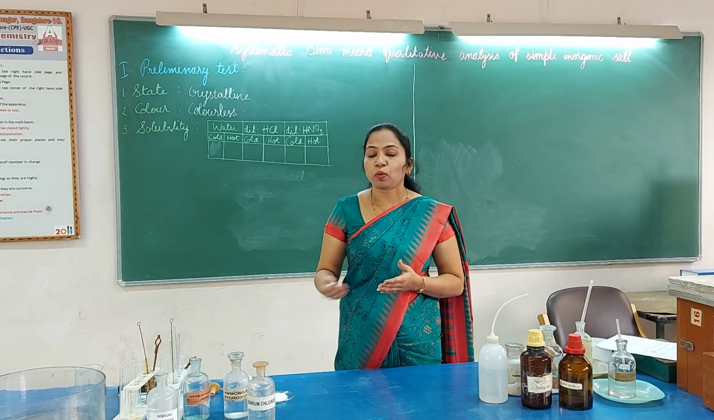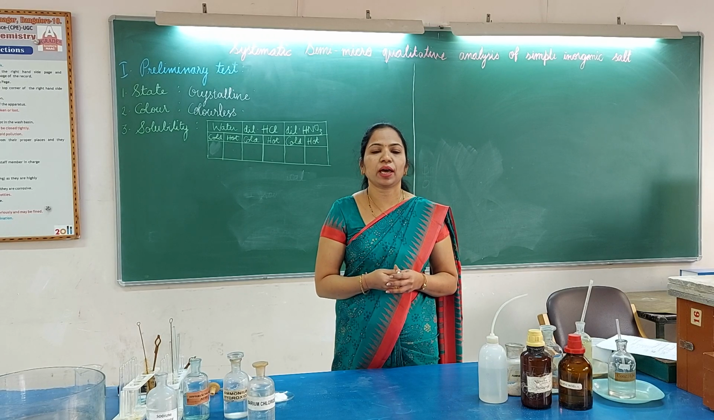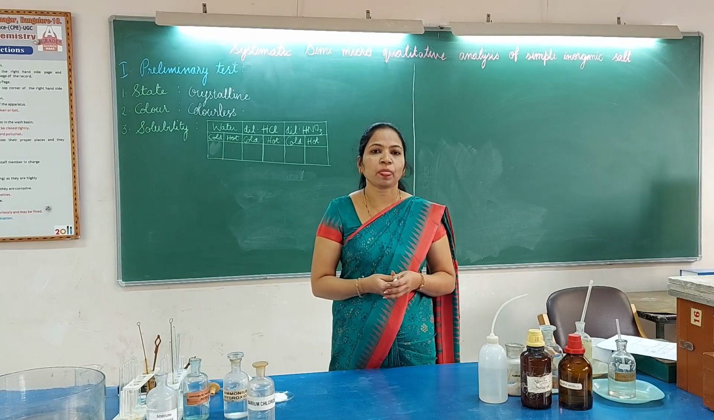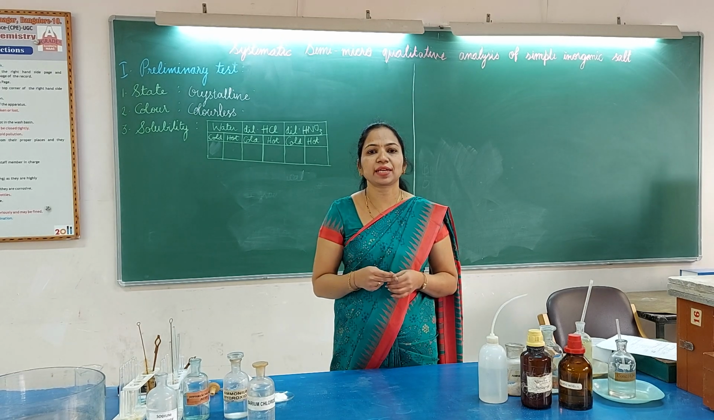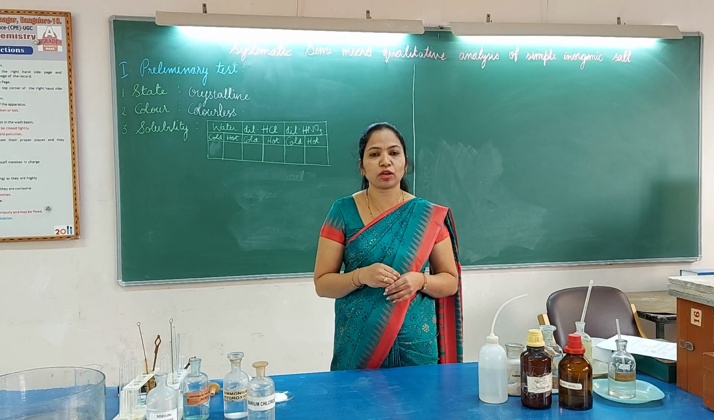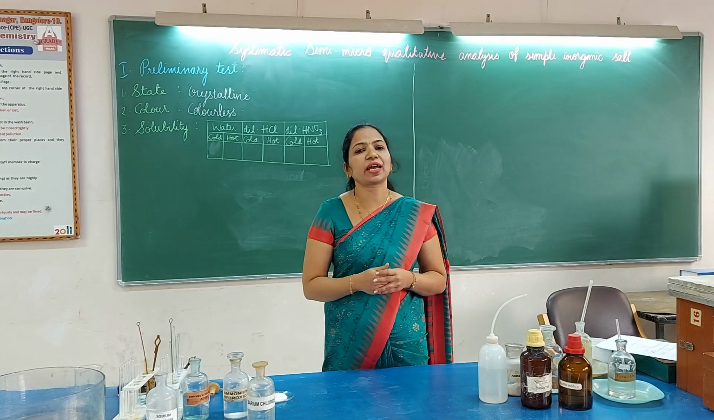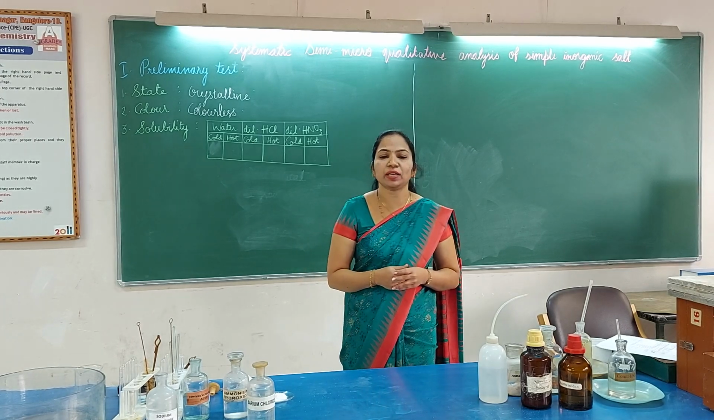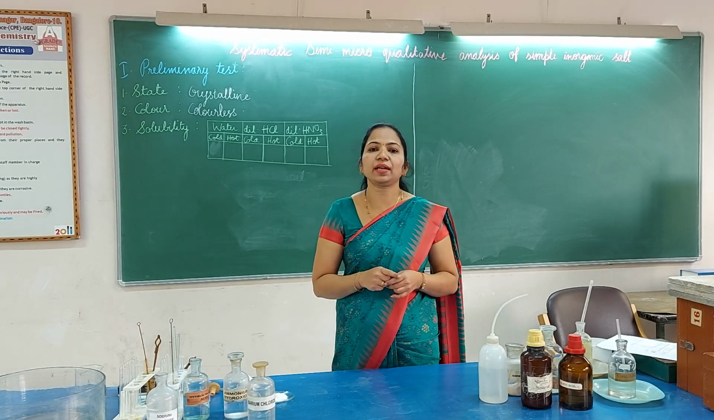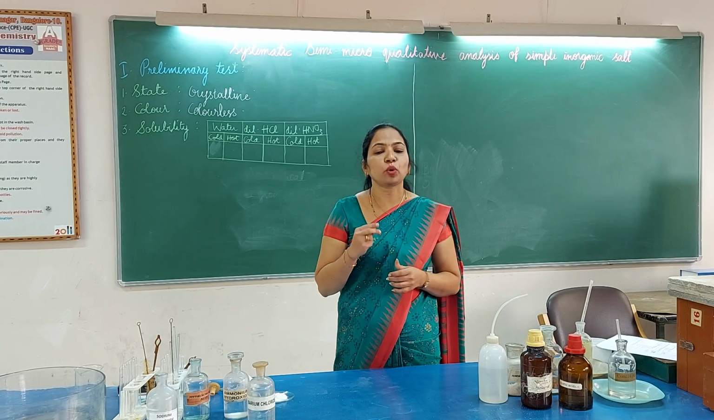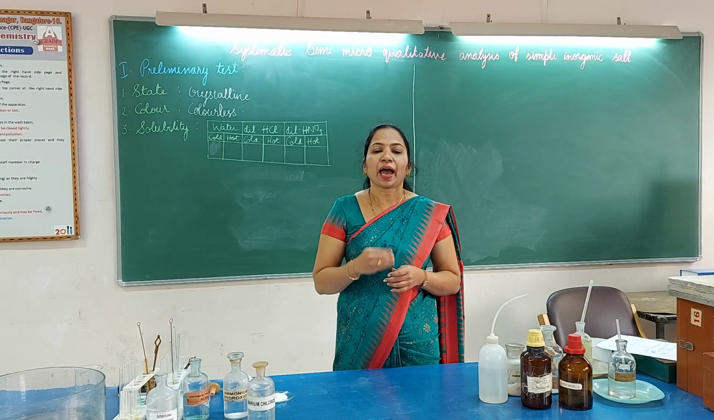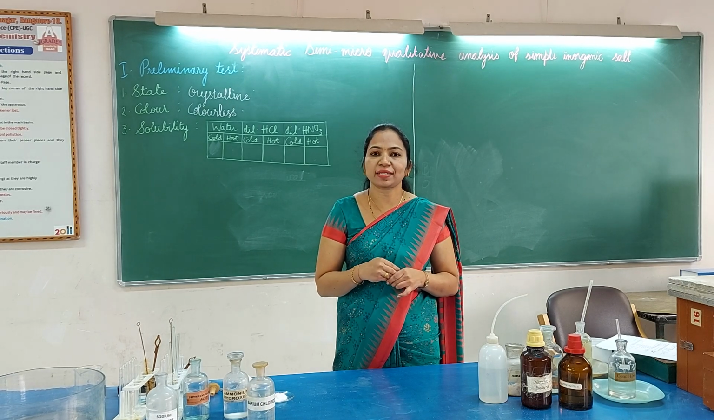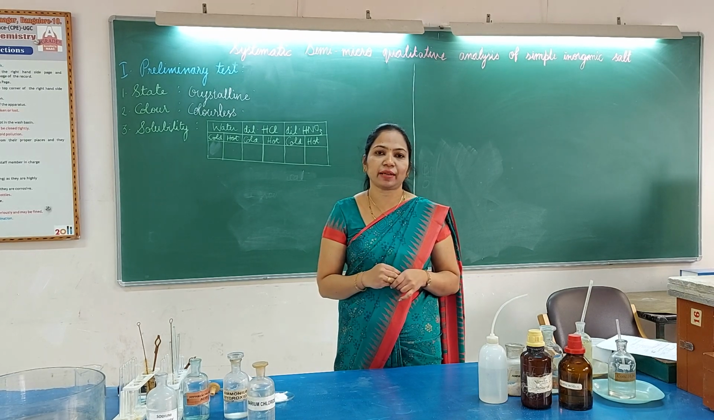Now what we are going to do in this practical is take a simple salt and detect which acid is present in the salt and which base is present in the salt. As I have already mentioned, I have taken a simple salt, that means you have only one acid and one base. So you have to detect it systematically, that is order wise, and find out which is the acid radical and which is the basic radical.